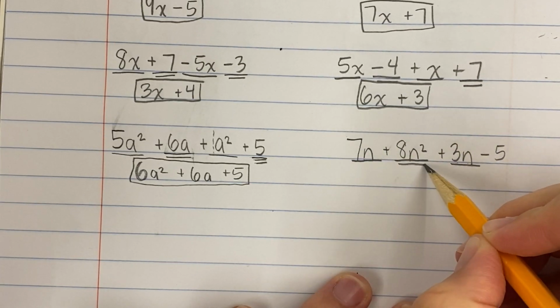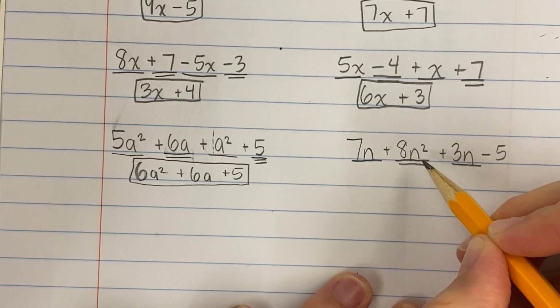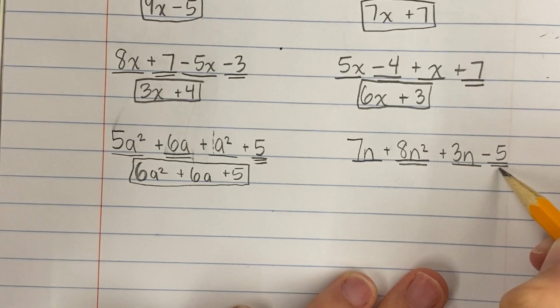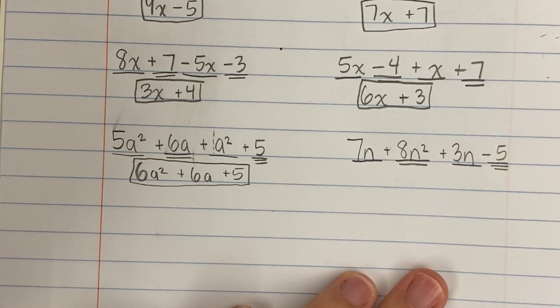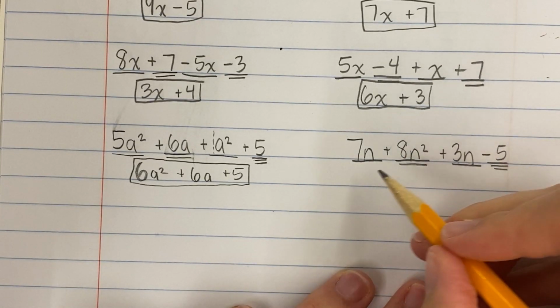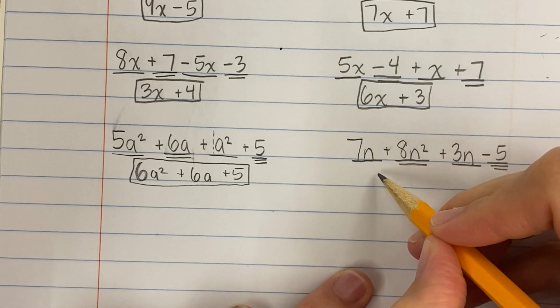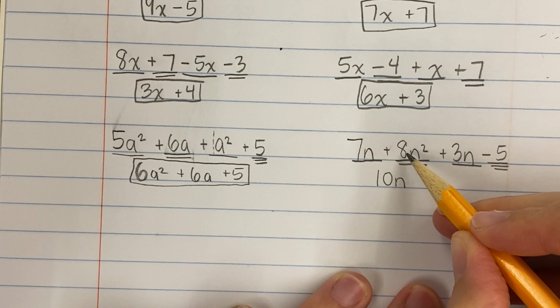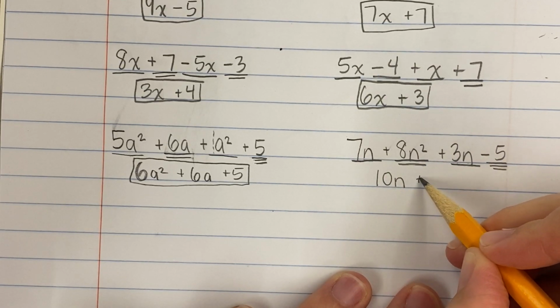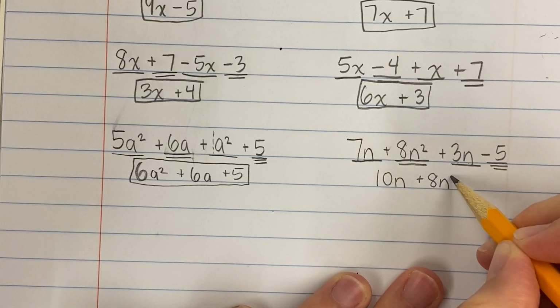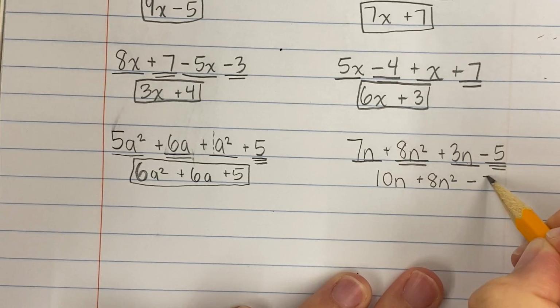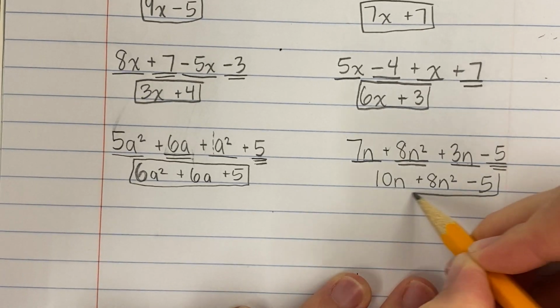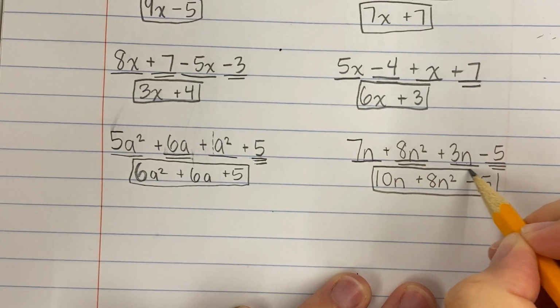Is there any like terms with this? No, there's nothing else with an n squared. And is there any like terms with this 5? No, there's no other term that is just by itself. Okay, so 7n plus 3n is 10n. Okay, and then I'm going to just bring down plus 8n squared and bring down minus 5. And I'm all set.